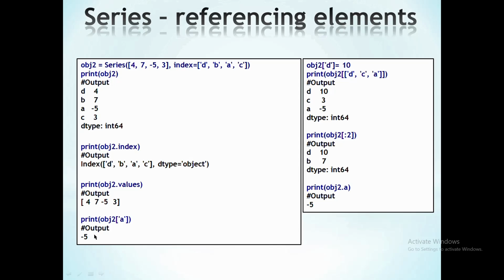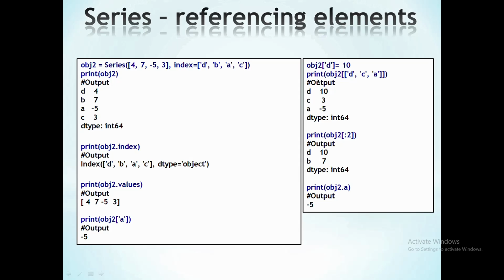Then if you want to identify the values, you can give the index as the reference. By referring to the index, you can directly print the values. For example, here I am referring to the index A. The corresponding value of the index A will be minus 5. That will be the output we are getting.